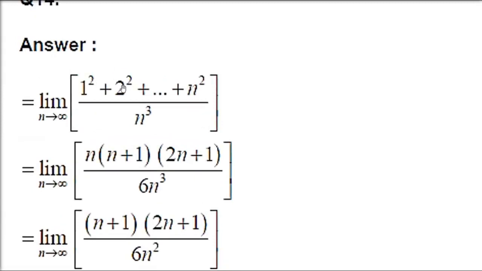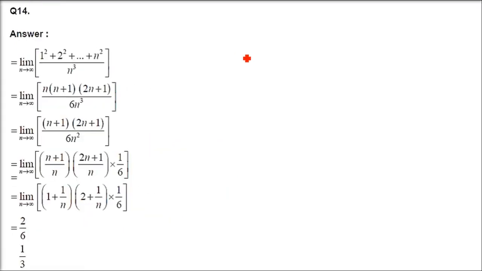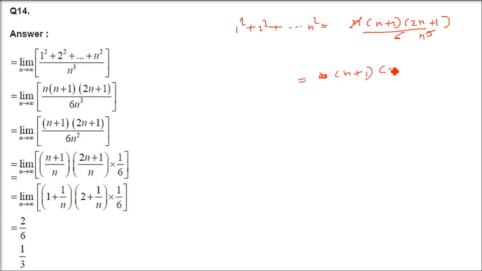When you have squares, 1 square, 2 square till n square, what will be the result? 1 square plus 2 square plus 3 square till n square is n into n plus 1 into 2n plus 1 by 6. So below you have n cube already, so cancel 1 n. You have n plus 1, 2n plus 1 divided by n square.